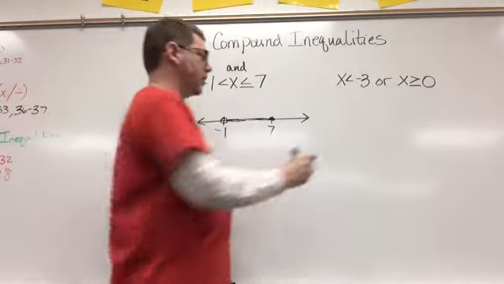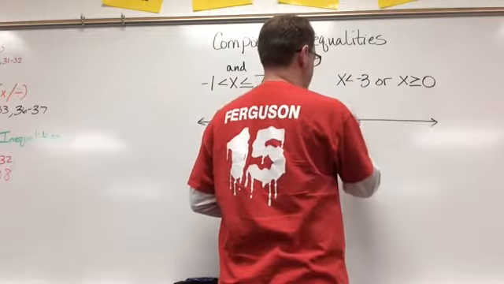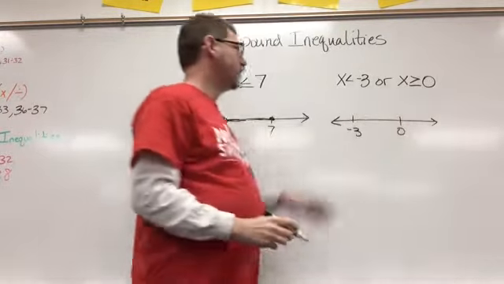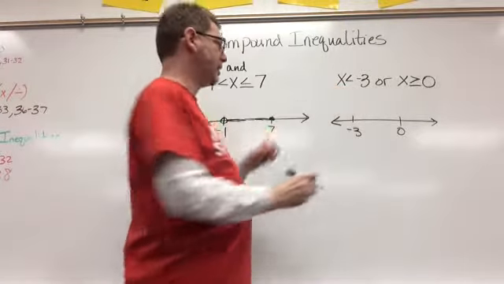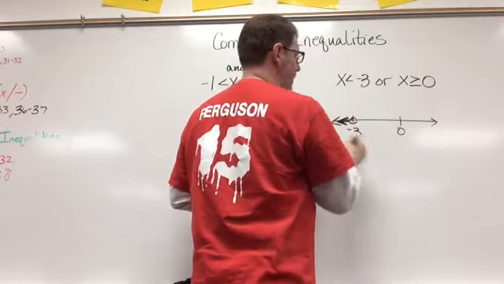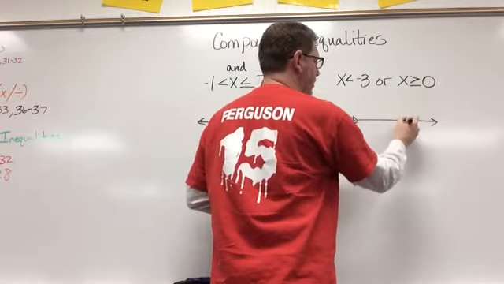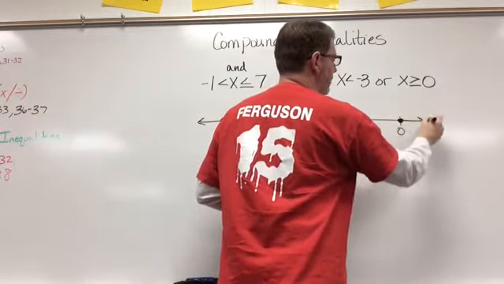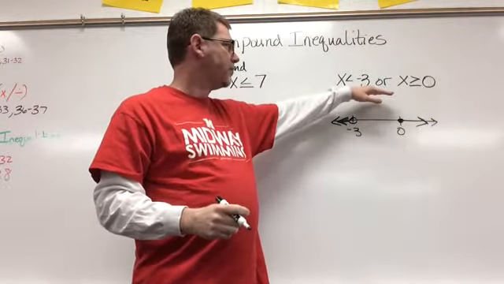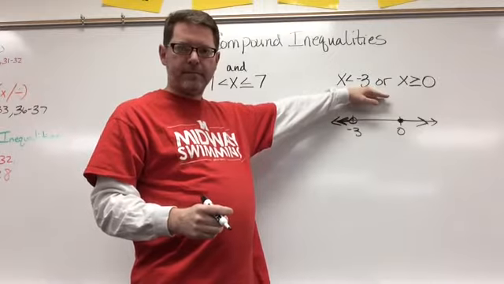So let's graph this or. I'm going to go ahead and draw my number line. I know I've got a -3, and I'm going to have a 0. This says x is less than -3, so I'm going to have an open dot and go this way. But it's greater than or equal to 0, so I'm going to have a closed dot and go that way. And this would be the graph of this or statement.